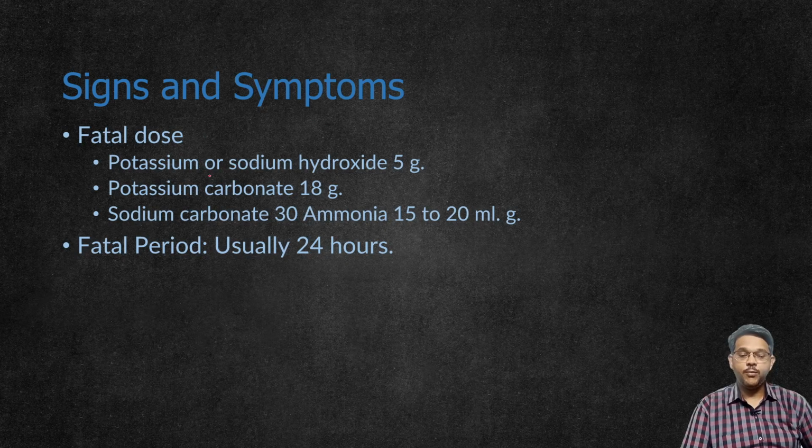The fatal dose of potassium and sodium hydroxide is about 5 grams. Potassium carbonate is 18 grams. Sodium carbonate, which is commonly used in households as baking soda, is 30 grams. Ammonia is 15 to 20 ml. The fatal period is usually 24 hours.